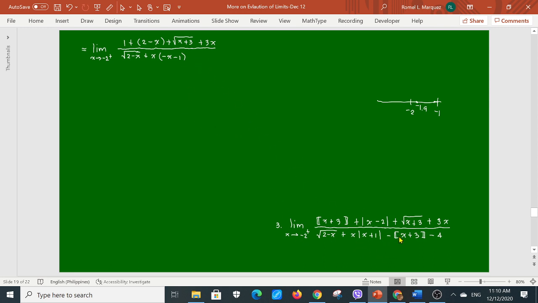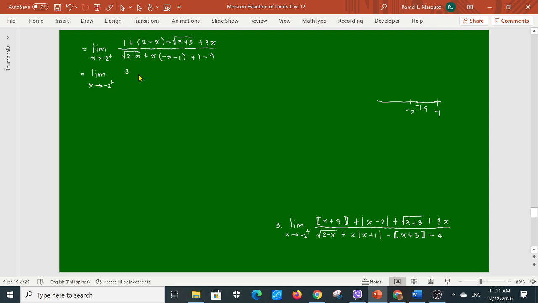What about this x plus 3? So, negative, we did that already, no? So, it's the same as the first term in the numerator. So, this is plus what? Plus 1. And then, the last term minus 4. Okay? Let's simplify that. So, limit as x approaches negative 2 from the right of this, no? So, this is 1 plus 2, that is 3.